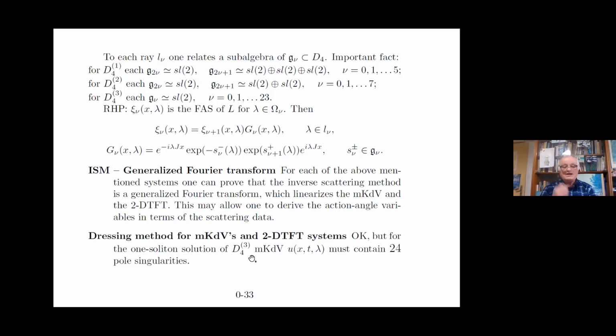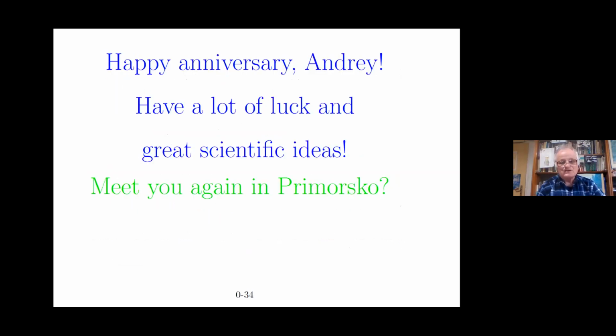And really, I tried to do it, but still could not go to the end, because due to the deep symmetry, the dressing factor that would allow me to calculate the one soliton solution must contain 24 poles. And it makes the problem a little bit technically difficult. But I'll continue. Maybe next time I'll be able to construct the report about this.